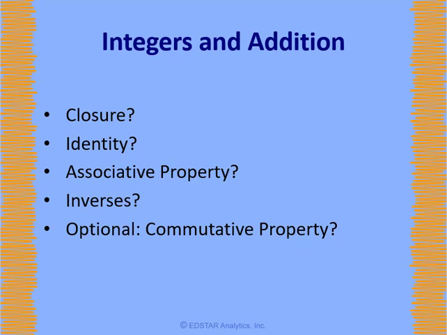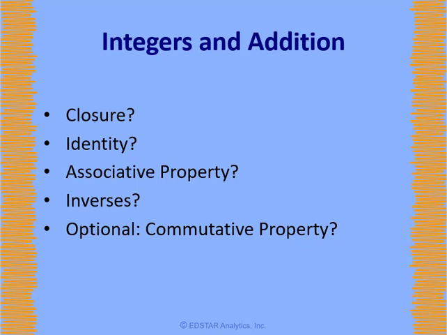How about integers and addition? Do the integers and addition have closure? Yes, because it is impossible to add 2 integers together and get an answer that is something other than an integer. How about an identity element? Well, with integers and addition, 0 is the identity element. You can add 0 to anything, and you'll get that same thing out.